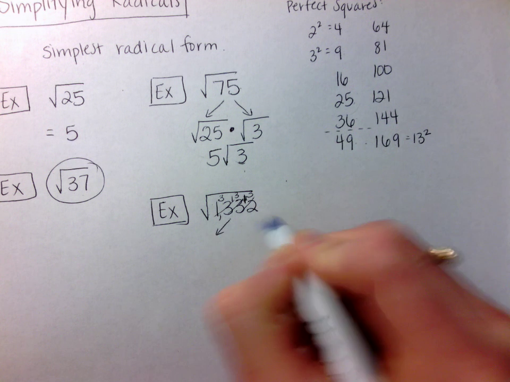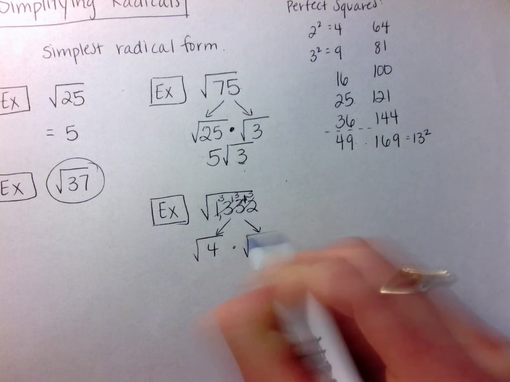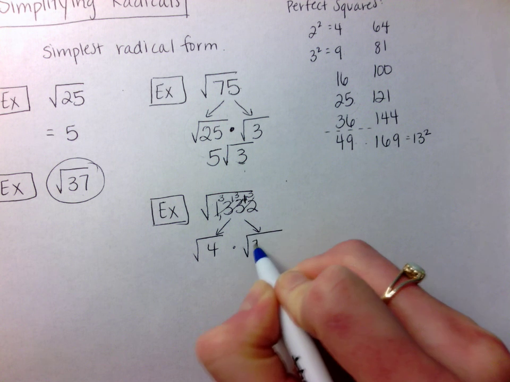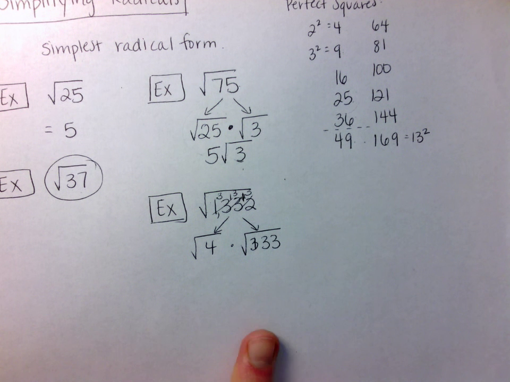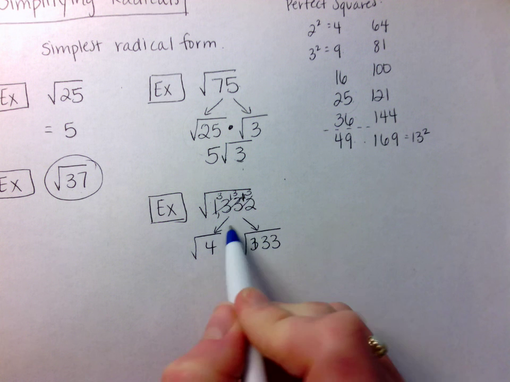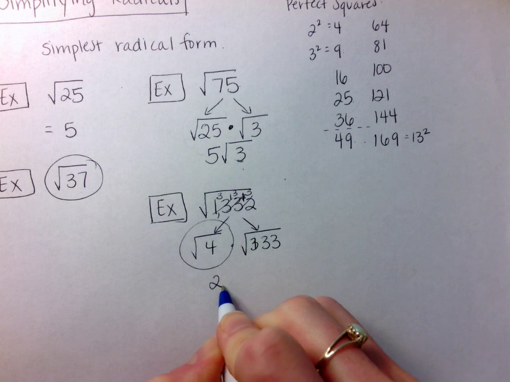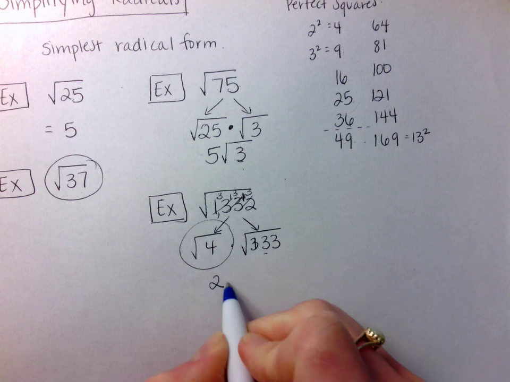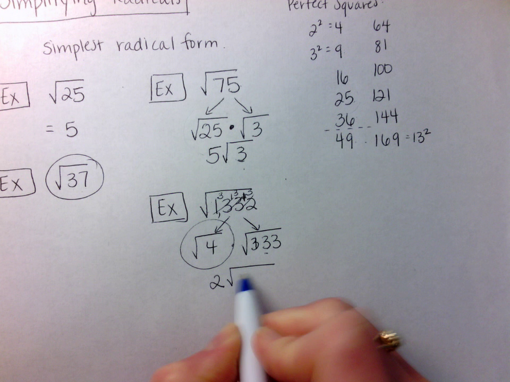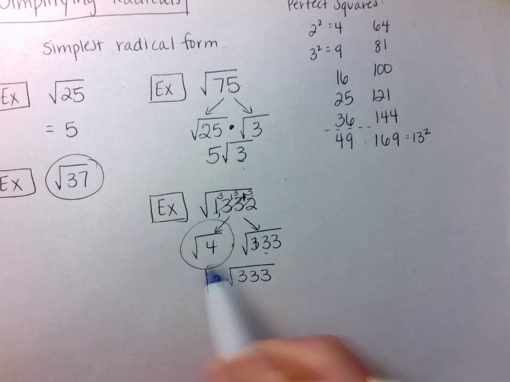So I'm going to split this into root 4 times root 333. And from there, I know that 4 can simplify to 2 when it's underneath the square root. And then 333, I'm pretty sure that's prime, so it is going to stay underneath the radical, and that is simplest radical form for this number.